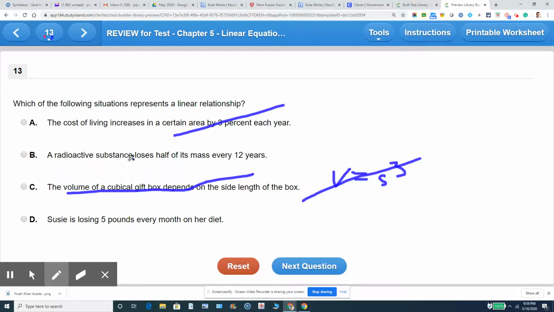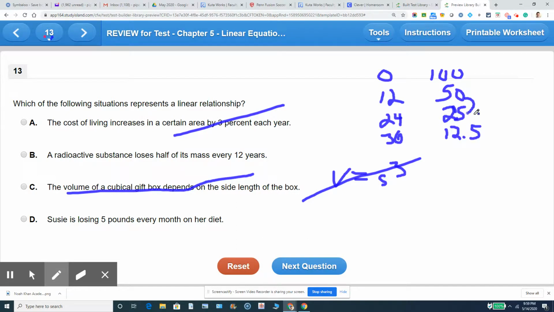A radioactive substance loses half of its mass every 12 years. Okay, well, you could just make up a mass, right? So like after 0 years, make it 100, right? And then after 12 years, it would be 50. After 24 years, it would be 25, right? After 36 years, it would be 12.5. If you notice, that's not a linear relationship because the change in x is the same, but not the change in y. These are different. It's different every time. So it has to be D, and that makes sense.